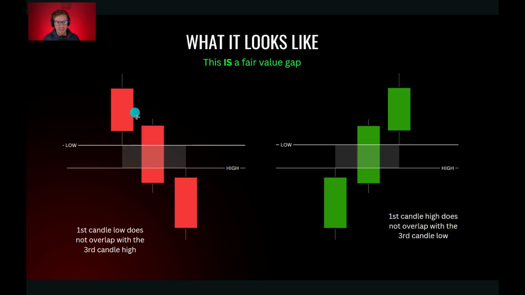You can see over here, displacement to the downside. We get this gap between these 3 candles. So it's always the middle candle that has the gap. We mark out the low and the high of candle 1 and candle 3, and this space in between is what we call our fair value gap.